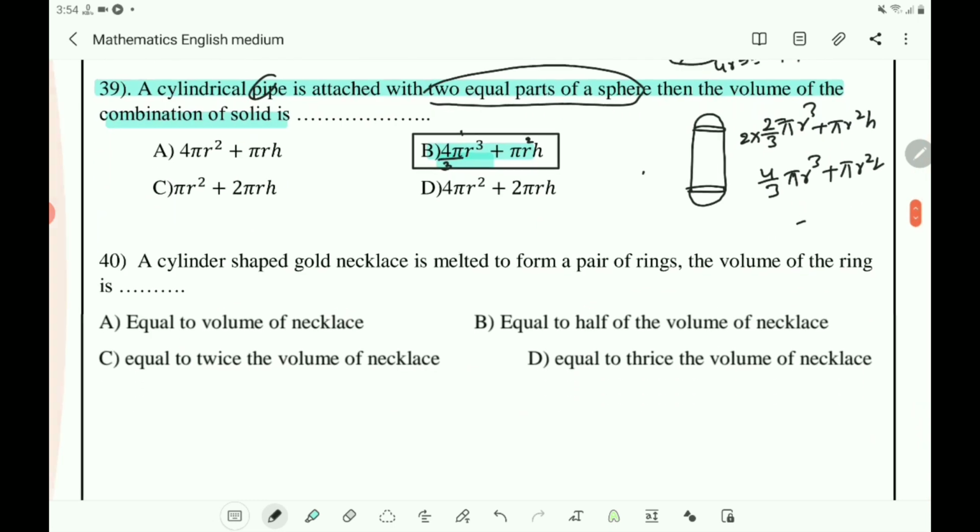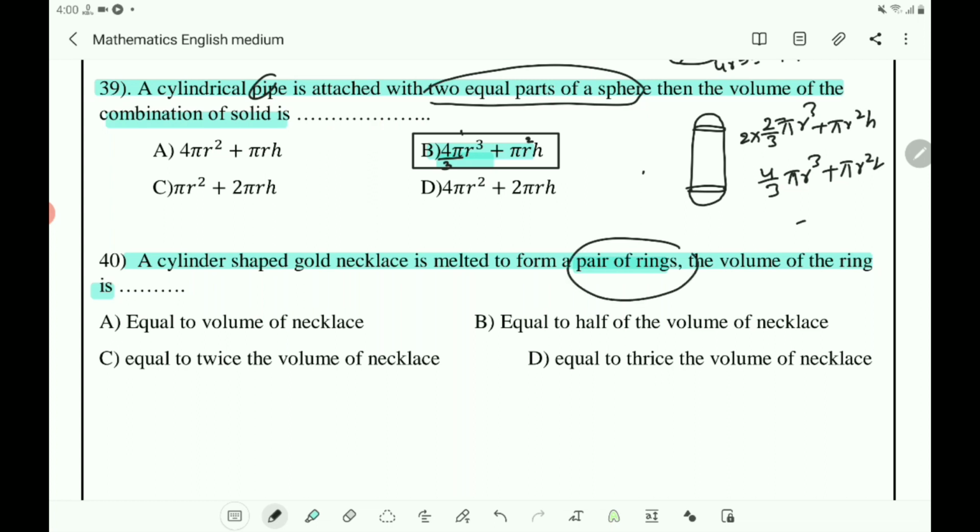Next you take question number 40. A cylinder shaped gold necklace is melted to form a pair of rings. The volume of the ring is. A cylindrical shaped gold necklace is melted to form a pair of rings. Pair of rings means two rings.